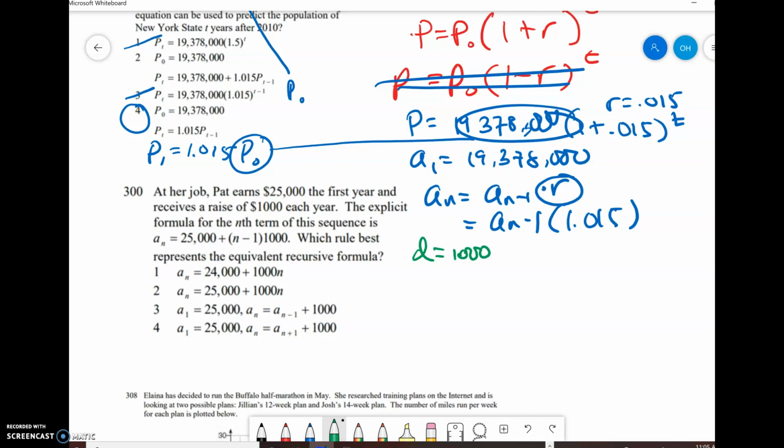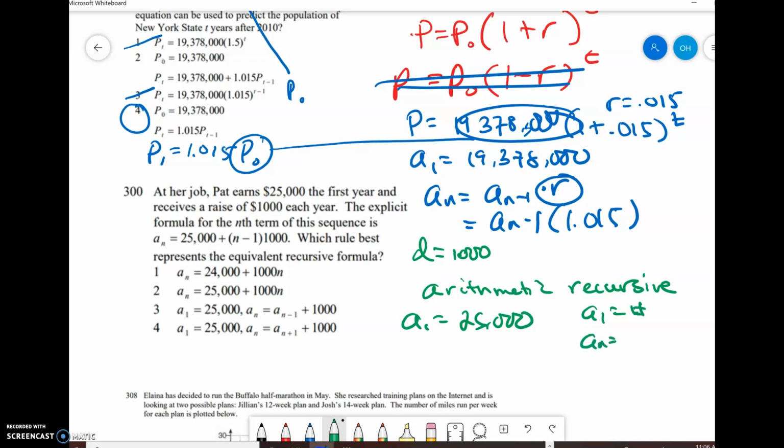So I want the rule that represents an equivalent recursive formula. Well, you know that a recursive formula for an arithmetic sequence is you have to state what your first term is, which is the 25,000. So a sub 1 equals whatever your number is. And a sub n is equal to a sub n minus 1 plus d. Right? You take the previous term, the previous year, add the next amount on. Add that same amount on, the common difference. That should make sense. Okay, so then a sub n is equal to a sub n minus 1 plus 1,000.